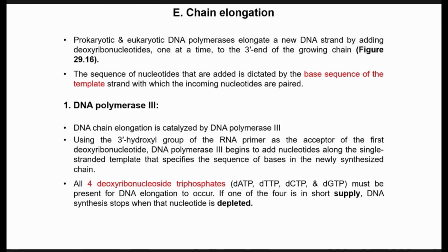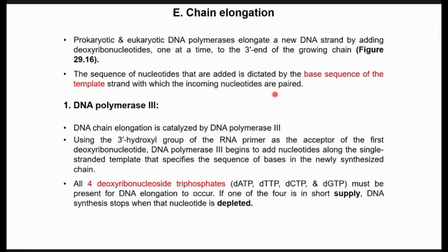So basically, how is this chain elongated? Once you open your DNA, there is an elongation. So the DNA polymerase elongates the new DNA strand by adding deoxyribonucleotides one by one at the 3' end. We talked about this. And it depends on what nucleotides are available. So you will build up your sequence.